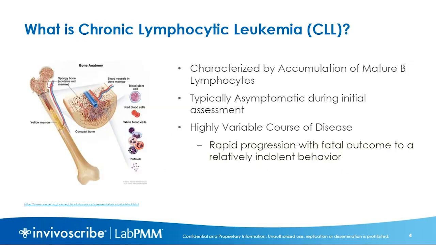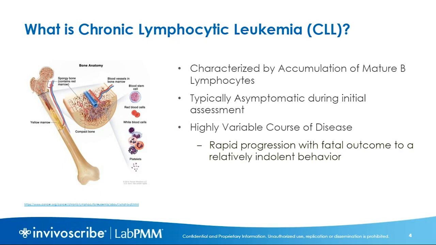So what is chronic lymphocytic leukemia? It is characterized by an accumulation of mature B lymphocytes. Patients are typically asymptomatic during initial assessment. So typically, when it is discovered, usually the clinician will order a path review or a manual differential, and a flag will be assessed based on either atypical lymphocytes greater than 5,000 or just an inverted ratio, meaning more lymphocytes than neutrophils. And that's typically how we discover that the patient has CLL.